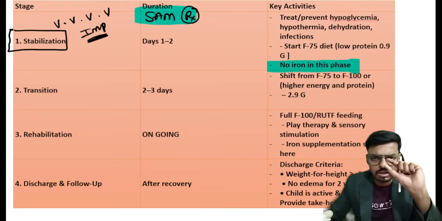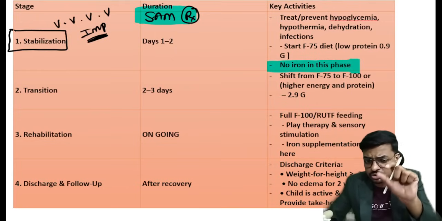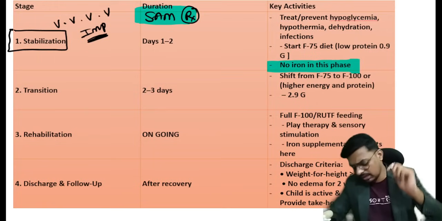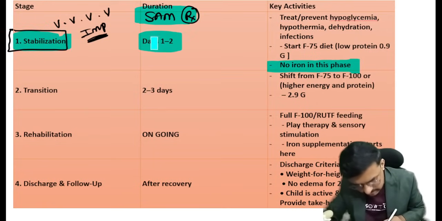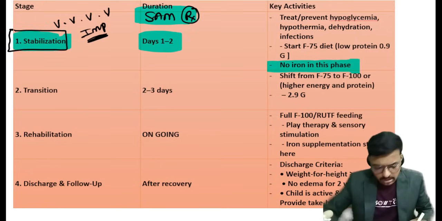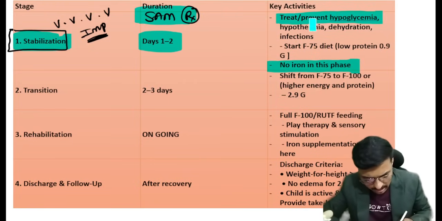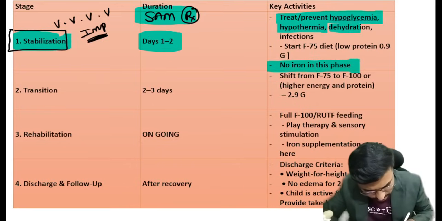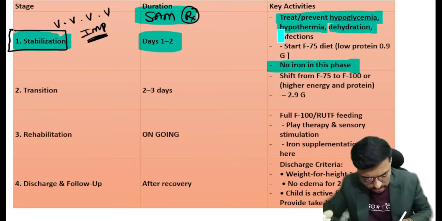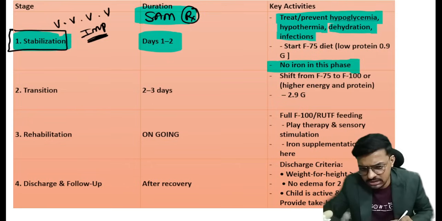Okay, so that actual imbalance, what happens? We will bring the patient to balance, and we will stabilize the patient. That is the focus of the stabilization phase. It goes for the first 1 to 2 days of severe acute malnutrition treatment. Here we focus on the treatment or prevention of hypoglycemia, treatment or prevention of hypothermia, prevention of dehydration, and prevention of infection. These are the very important focuses of our stabilization phase.